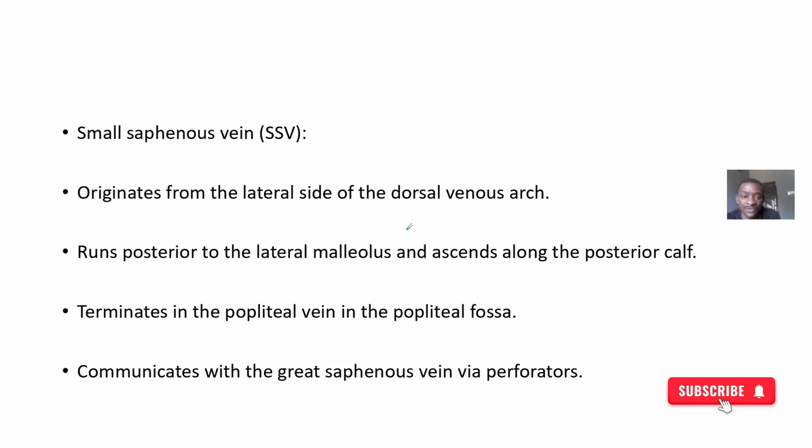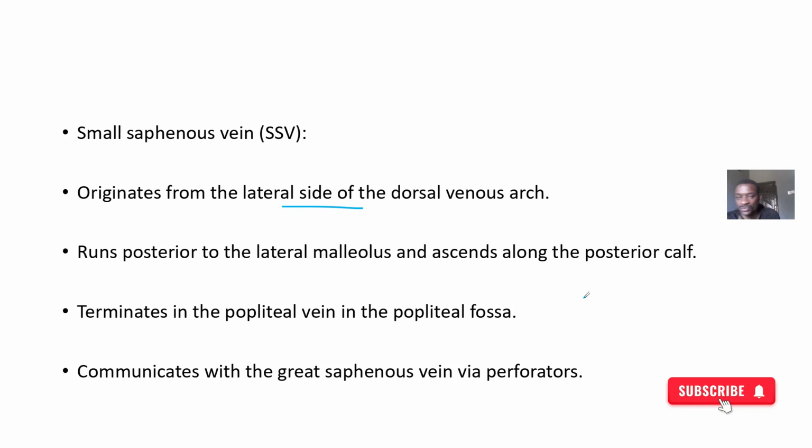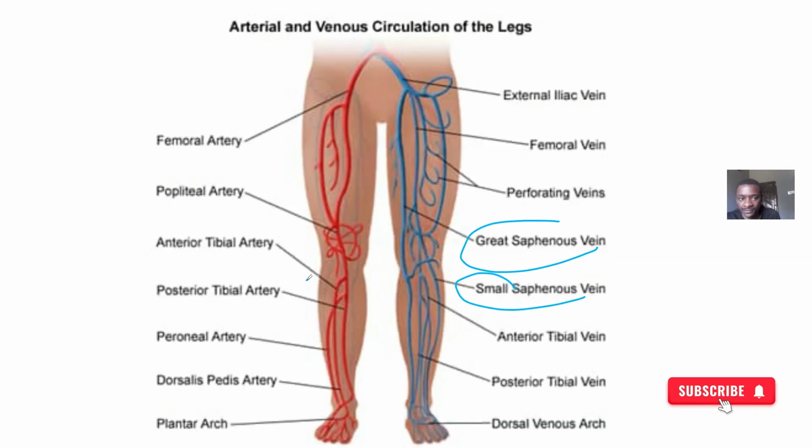We have the small saphenous vein. This one is from the lateral side. So the small saphenous vein is opposite to the great saphenous vein. It's away from you. It runs posteriorly to the lateral malleolus and ascends along the posterior calf.